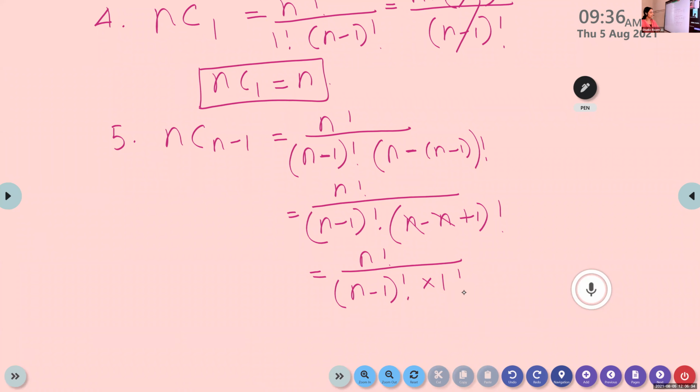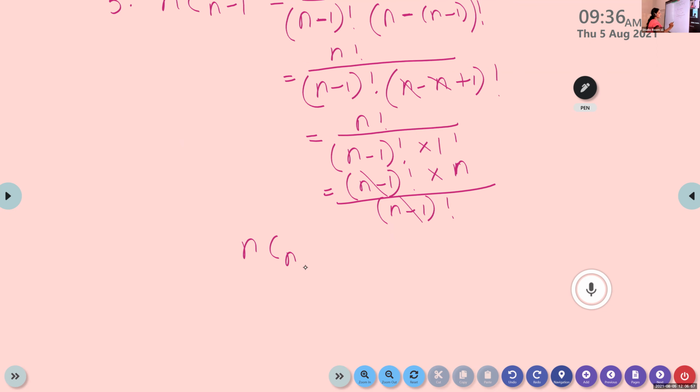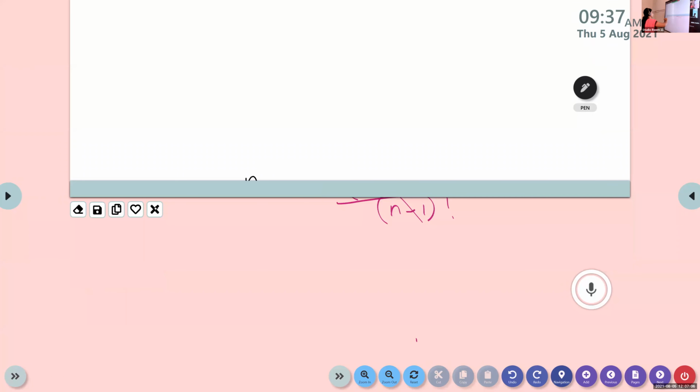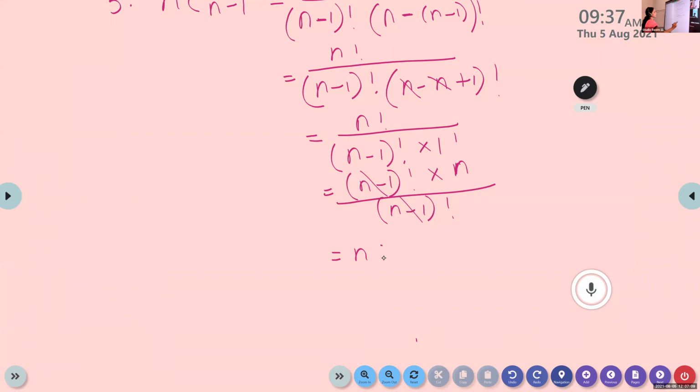Okay, we have n factorial by n minus 1 factorial. Which is bigger? N factorial is bigger. So the bigger one can be written in terms of the smaller one. So n factorial is n times n minus 1 factorial. Now these two will get cancelled, and we get nC(n minus 1) is equal to n.